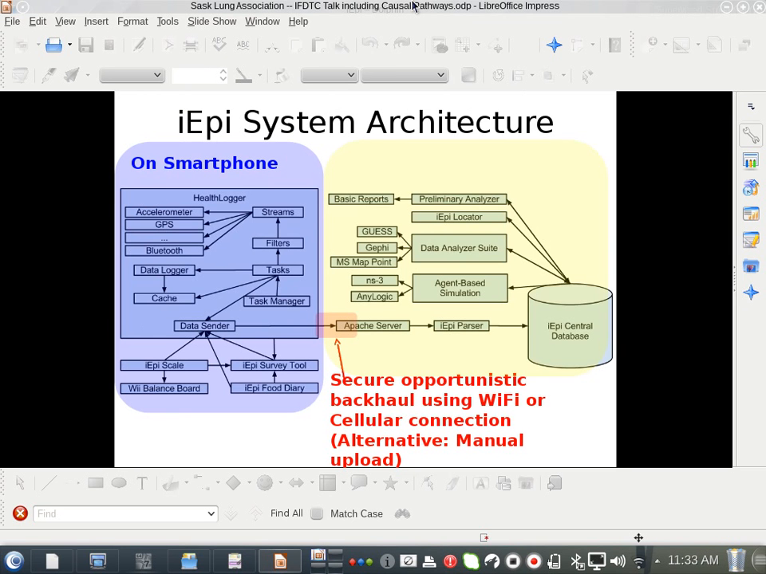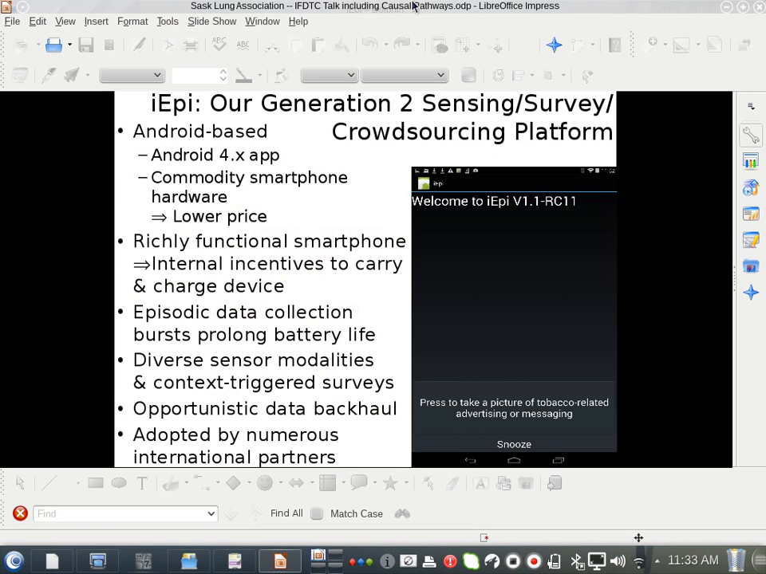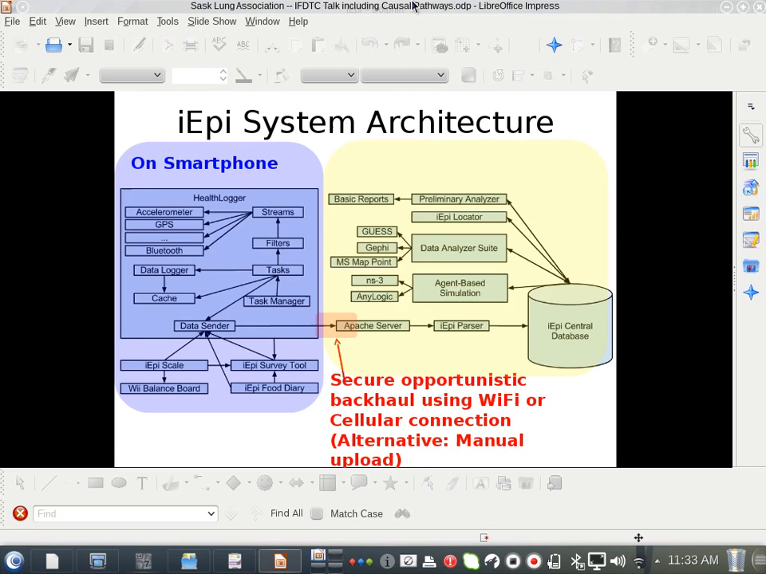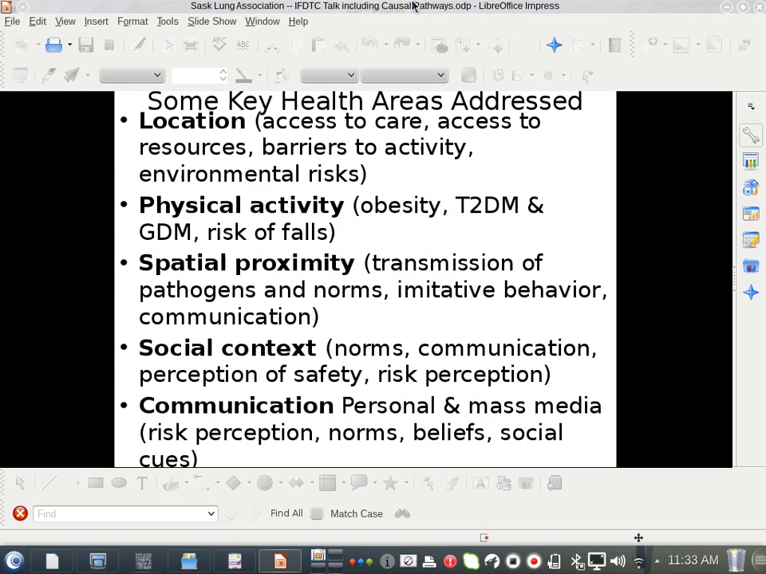So we have this secure opportunistic backhaul that can use Wi-Fi or cell connections, or as a fallback, manual offloading of data from these phones. So fundamentally, people can be equipped with these phones. Increasingly, a version of this can be downloaded for use on existing phones from the Google Play Store. And we are looking increasingly to draw it on people's own smartphones, but traditionally we've handed them out.